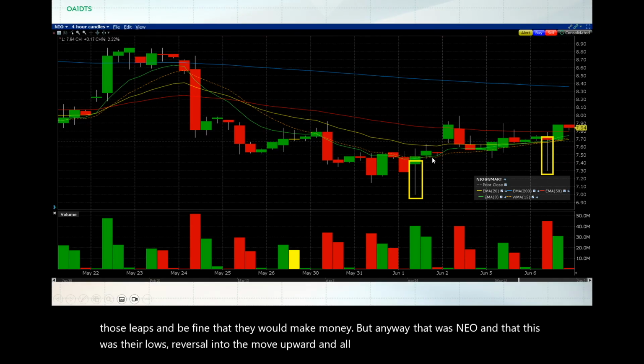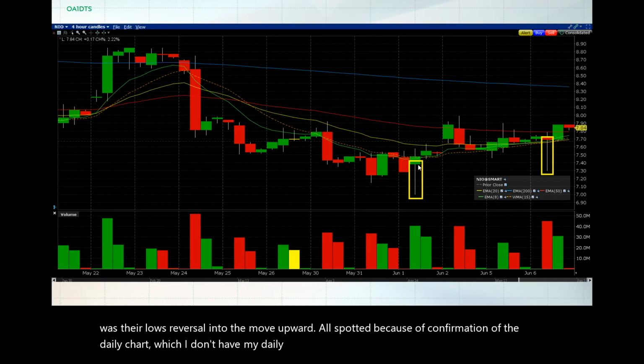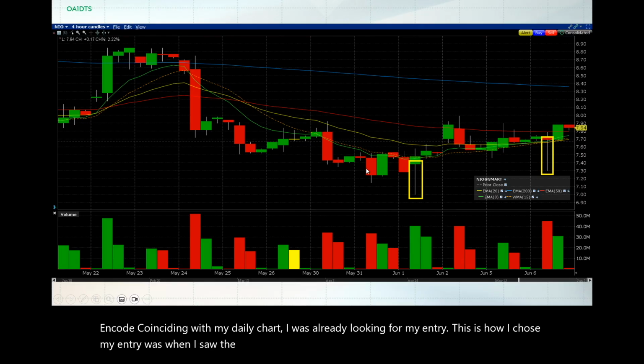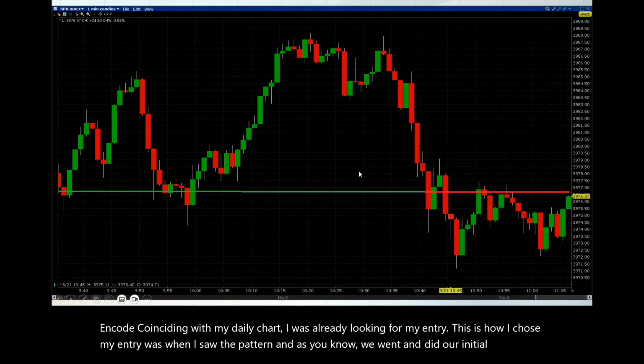All spotted because of confirmation of the daily chart, which I don't have my daily up here, but coinciding with my daily chart, I was already looking for my entry. This is how I chose my entry, when I saw the pattern. And as you know, we went and did our initial gap fill, and it was a great trade there.